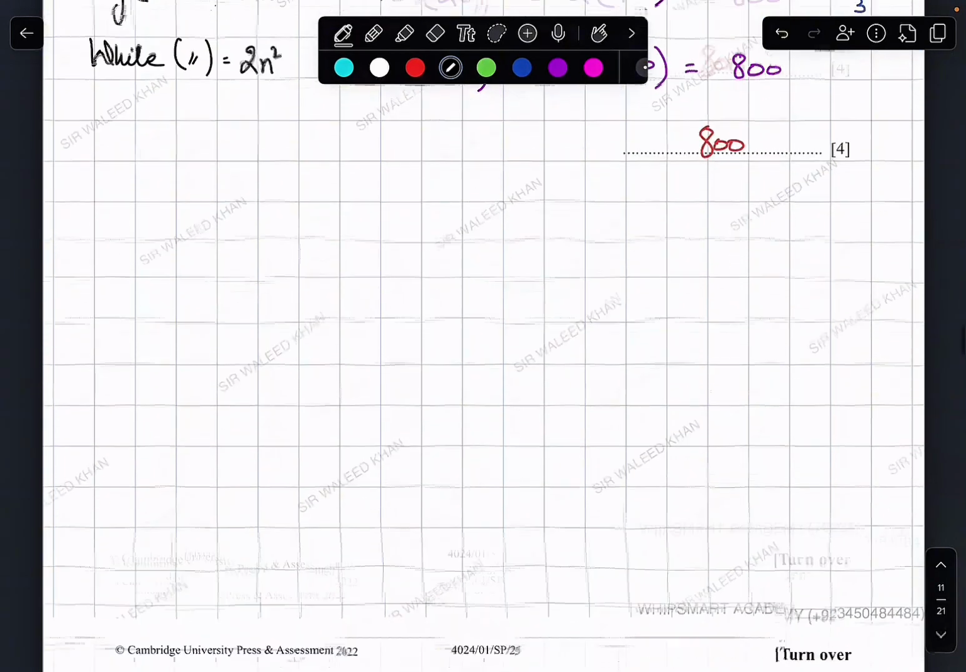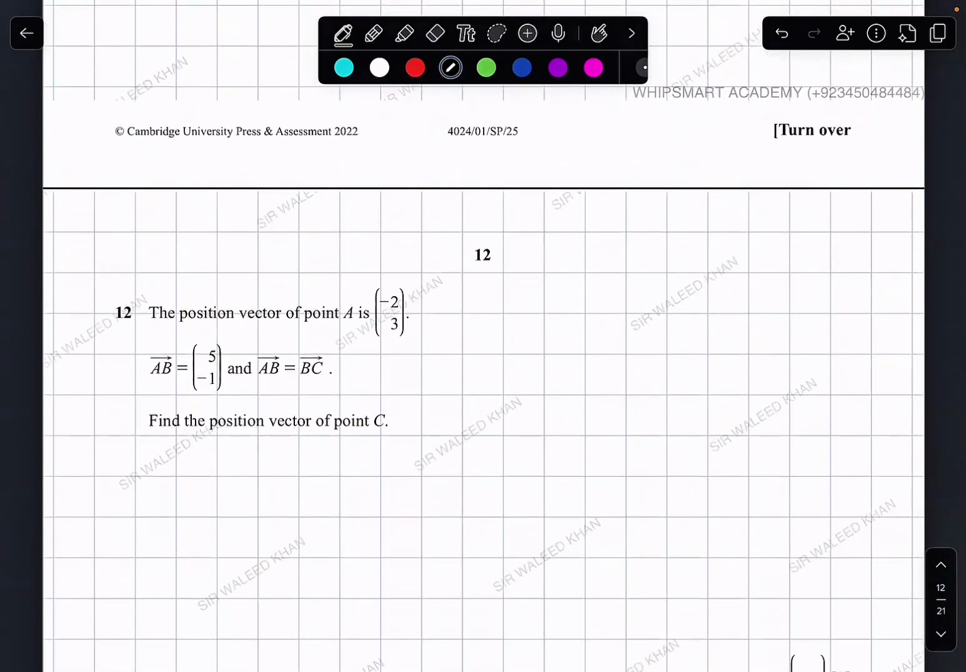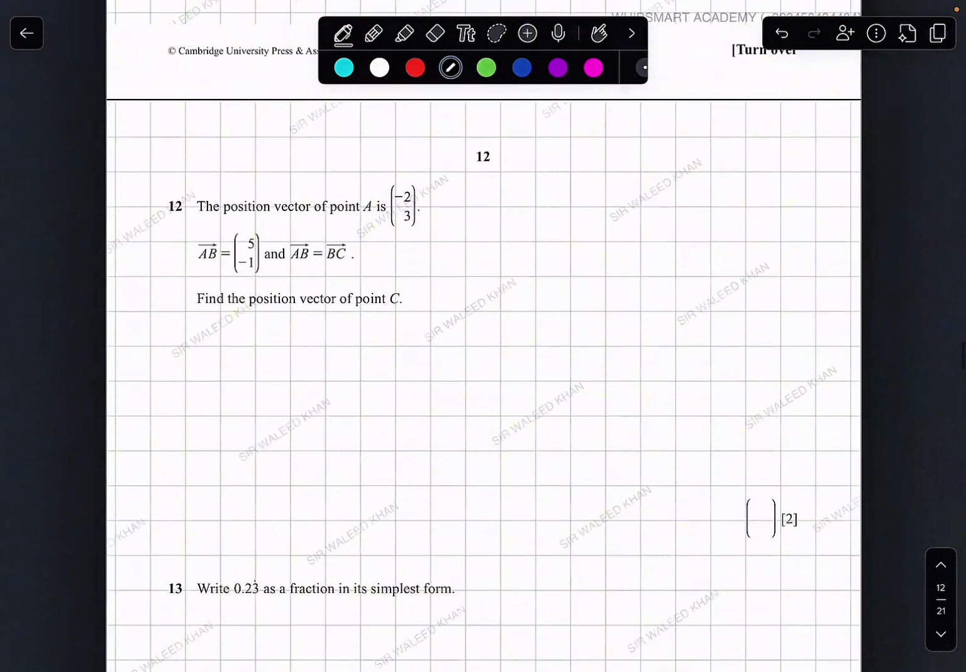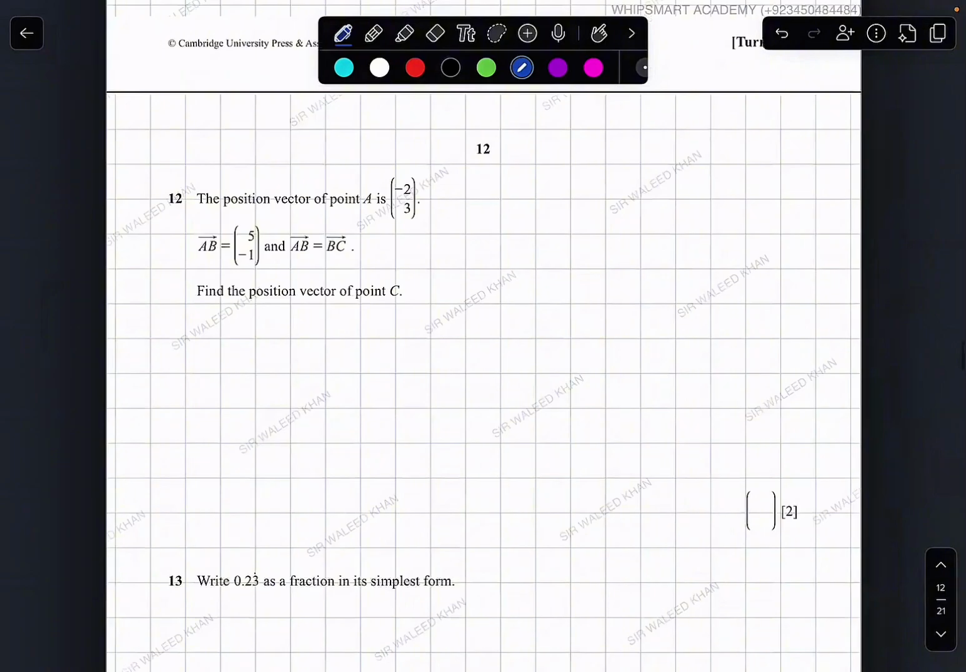Now, question number 12. The position vector of point A is (2, -2, 3). AB is equal to this. AB is equal to BC. ठीक है, ये उन्होंने आपको information दे दी है. And then find the position vector of point C. So I can use this information to find the position vector of C.